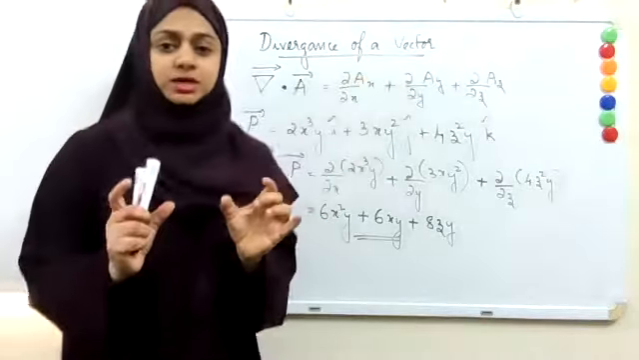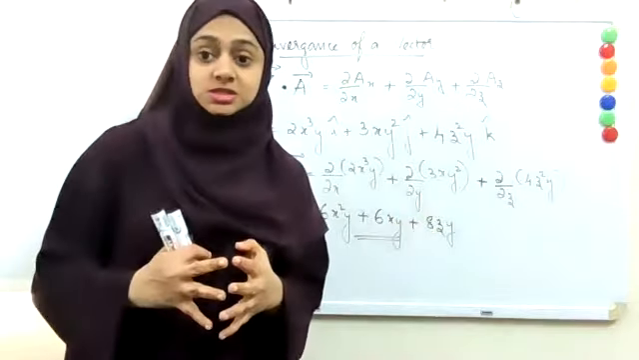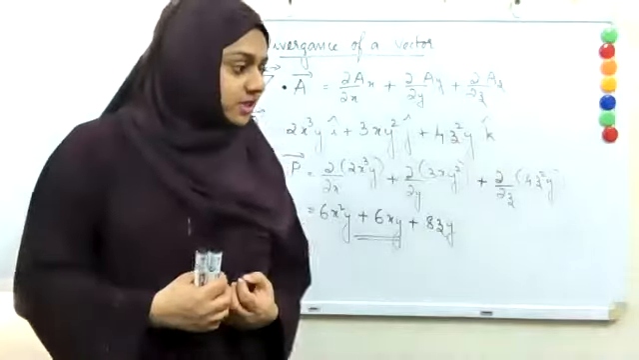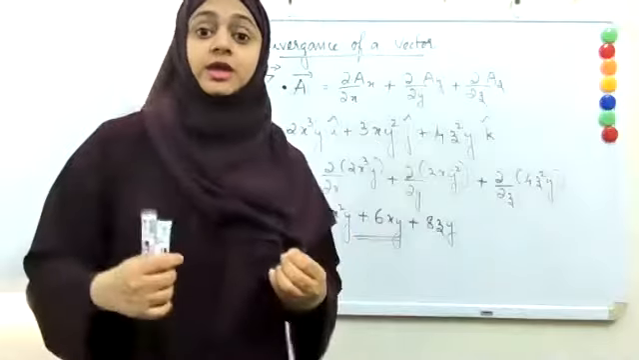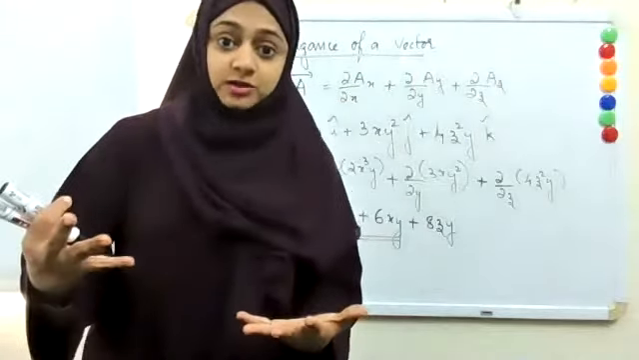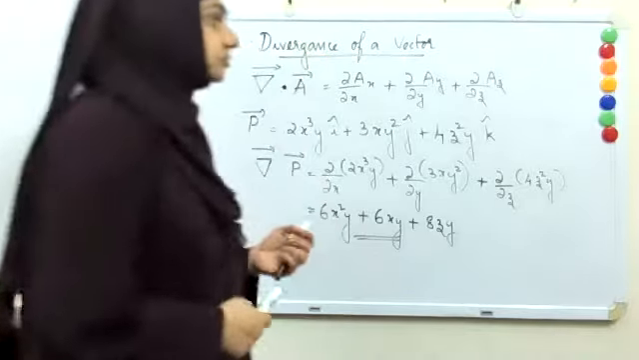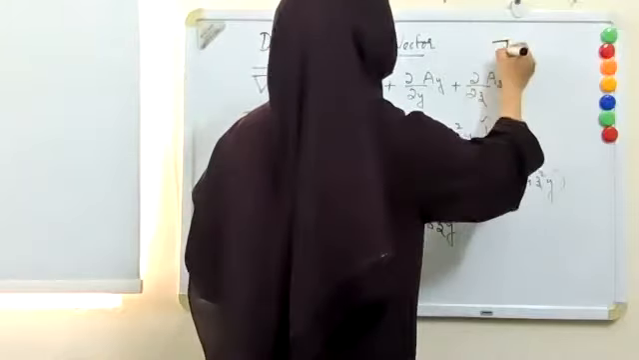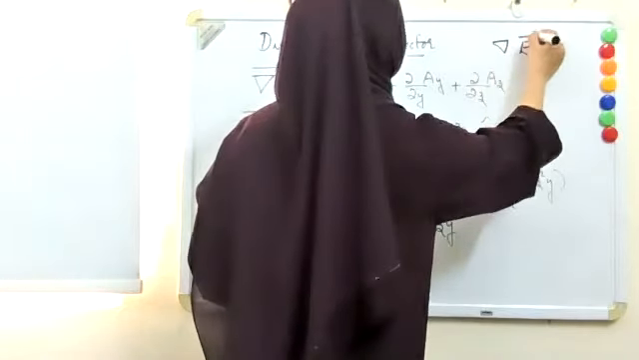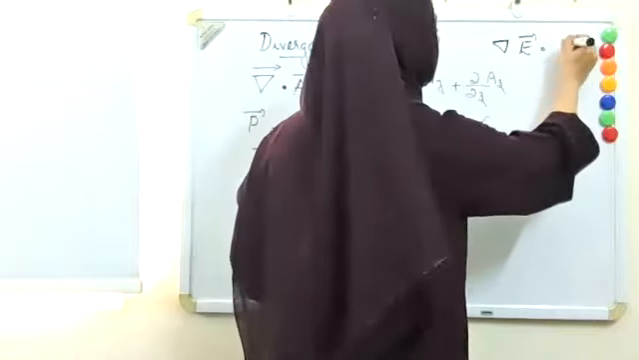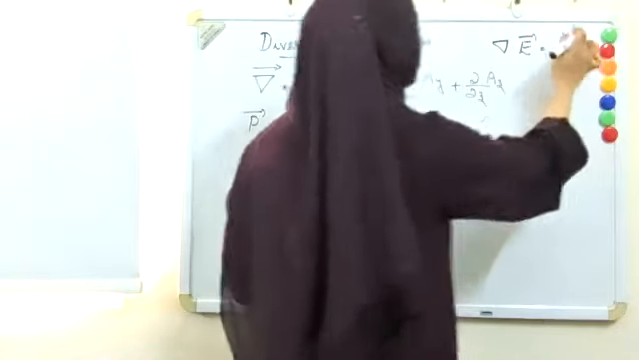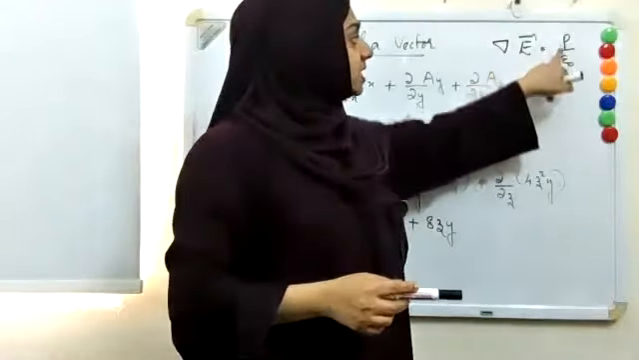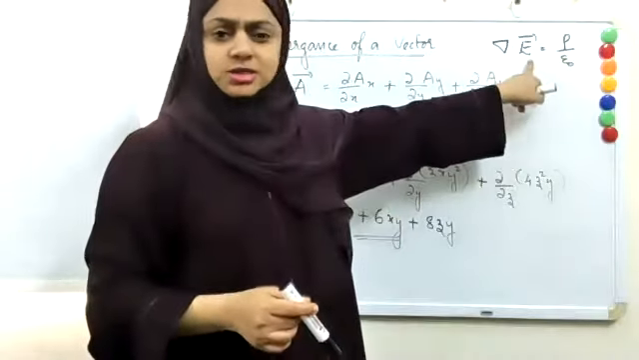What is meant by the word diverge? Diverge means different or separate. If something is going out of somewhere, we can call it the divergence of that quantity. For example, electric field. The divergence of electric field is equal to rho by epsilon naught, where rho is the charge density. You need not study this.